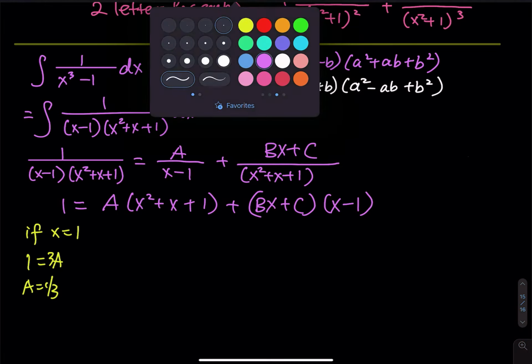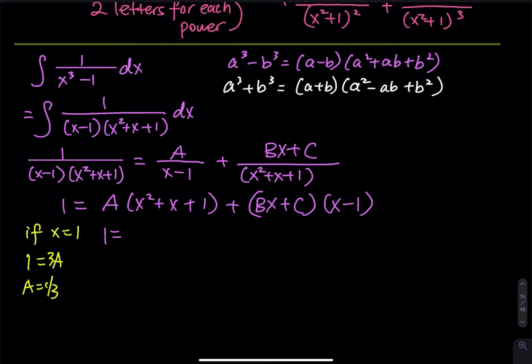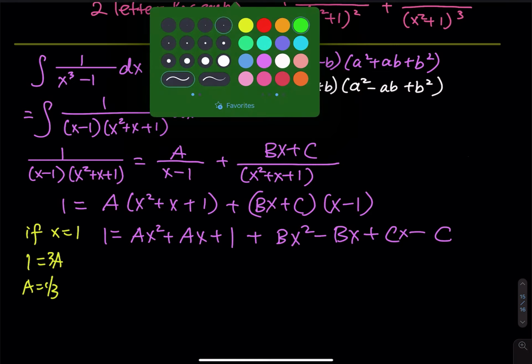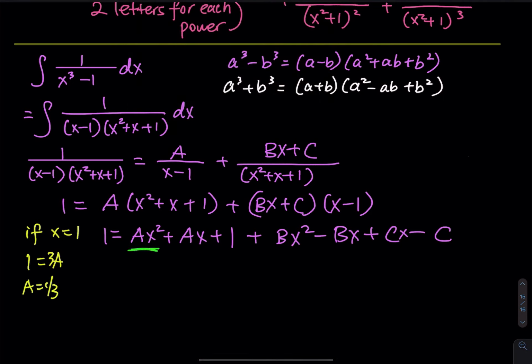Oh, before that, we have to open up everything. So 1 equals ax squared plus ax plus a, and then plus bx squared minus bx plus cx minus c, right? And then we group all the powers together. So we have a second power, and we have a first power. So this is a first power, and these two are the first power. And then we also have a constant. The one without underline is constant.